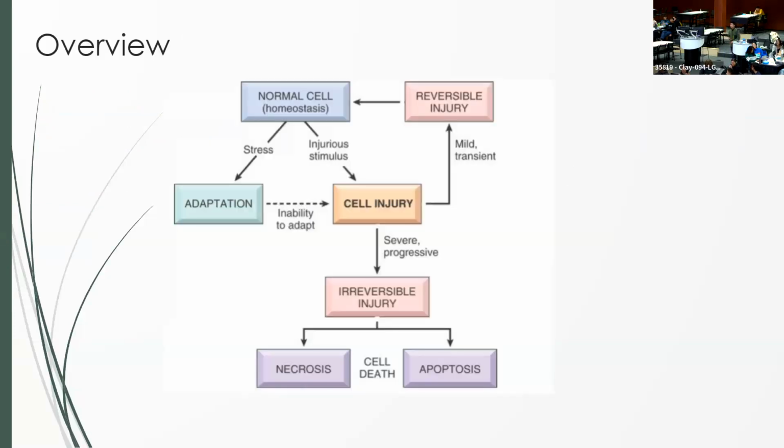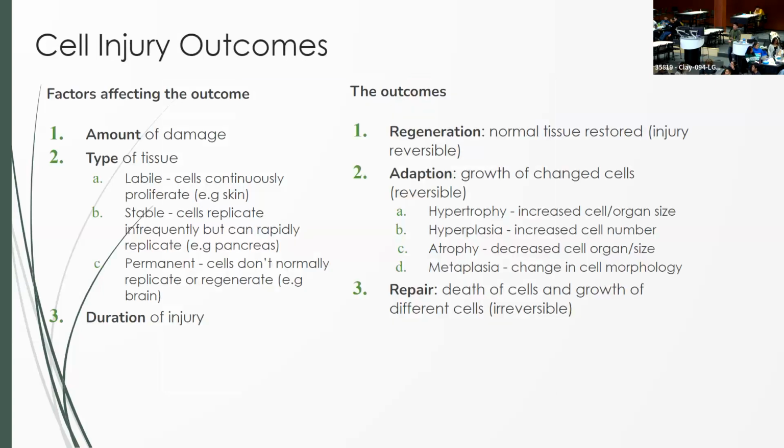Next part, we'll run through this really quickly. It's a response to injury, but when your cells get injured, there's different things they can do. They can give up and just die, necrosis, apoptosis, or they can go back to a normal cell and recover, and that's what adaptation is.